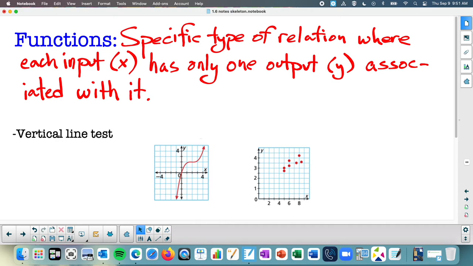Something is not a function if one x value has more than one y value. And I can definitely repeat that. Yeah. So something is not a function if one x value has more than one y value.